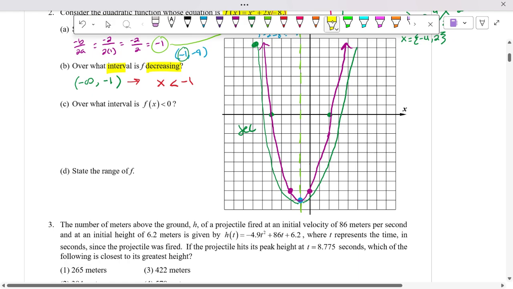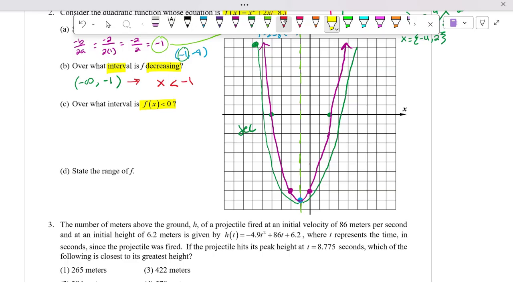Now, the next one is asking what is the interval for when f of x is less than 0? So in other words, we're talking about when y's are less than 0. So I'm talking about when the y values are what? If y is less than 0, that means the y values are what? Negative. So I'm talking about negative y's.